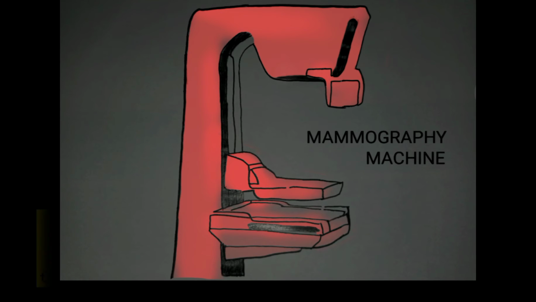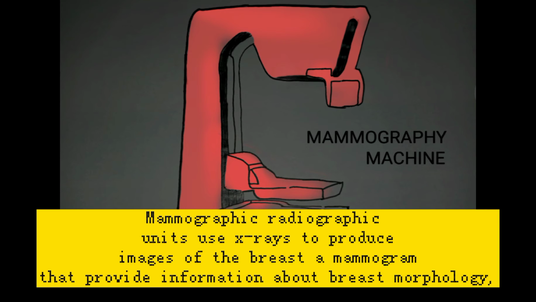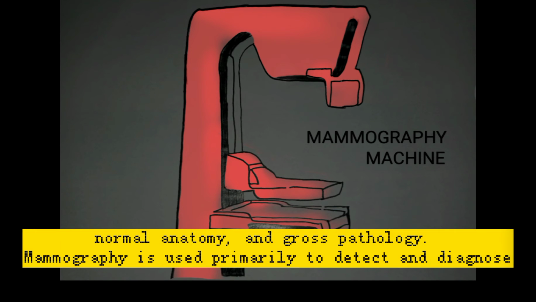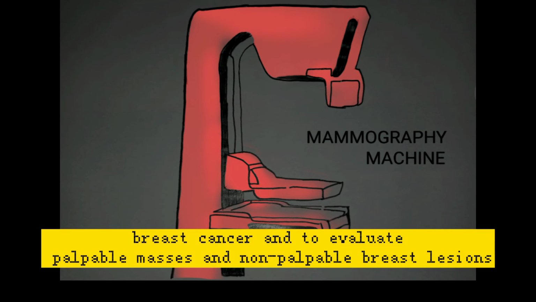Mammography machine. Mammographic radiographic units use X-rays to produce images of the breast. A mammogram provides information about breast morphology, normal anatomy, and gross pathology. Mammography is used primarily to detect and diagnose breast cancer and to evaluate palpable masses and non-palpable breast lesions.